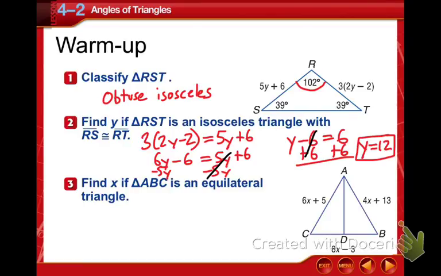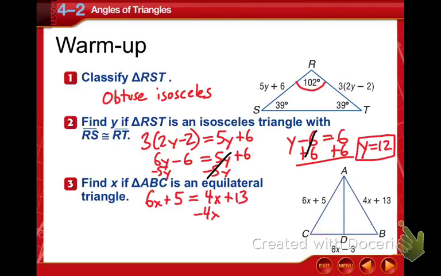For number 3, we need to find x if triangle ABC is an equilateral triangle. So we have 3 sides given to us as expressions. We can use any of those 3 sides, whichever 2 we choose to use. I'm going to use the 6x plus 5 side, and I'm going to set that equal to the 4x plus 13.